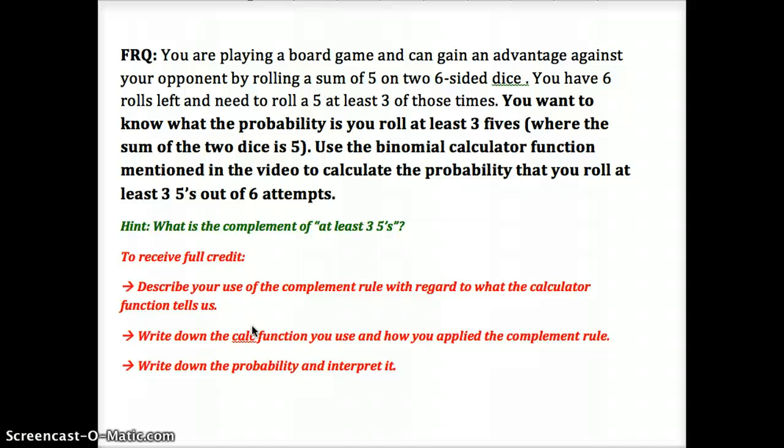Now we're looking at binomial CDF (n, p, k). The number of trials here is 6. Our probability of success you need to figure out. And now k is going to be interesting because remember binomial CDF tells you less than or equal to. But we want to know at least 3 fives. So what's the complement of at least 3? Pause. Plug that in. Look over the calculator function in your book. And then start playing the video again, please.